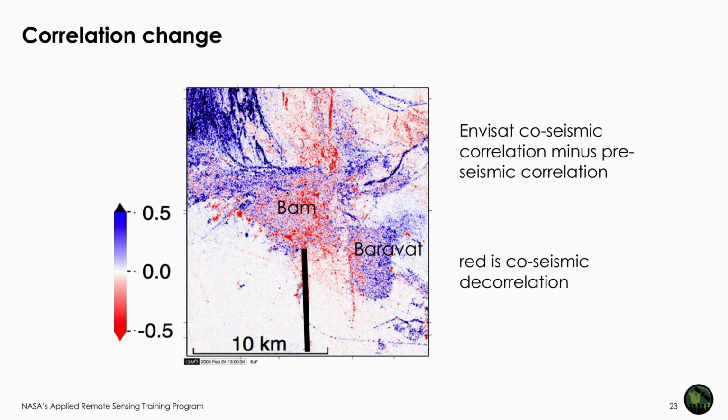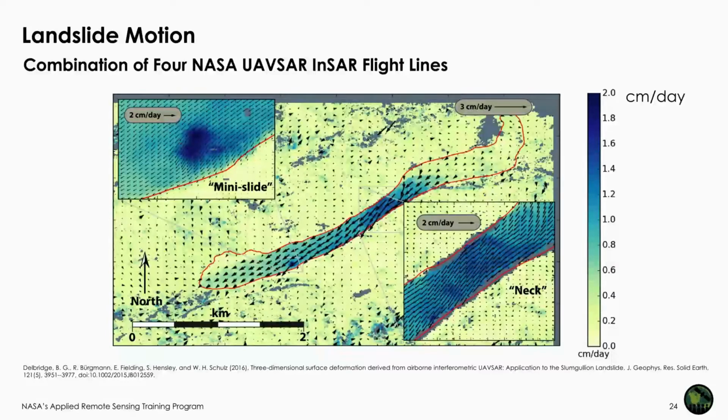That's just showing where the fault rupture was. And unfortunately, it ruptured towards the city of Bam, and that made the damage in the city worse.